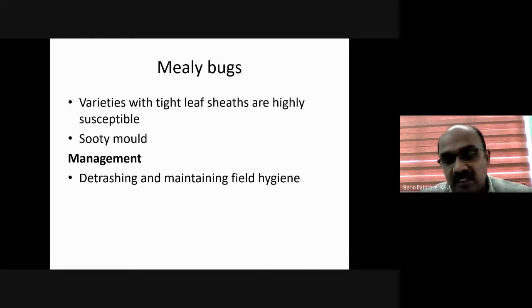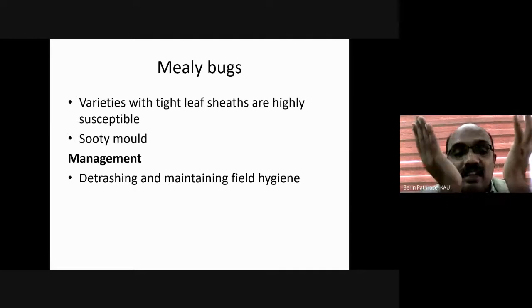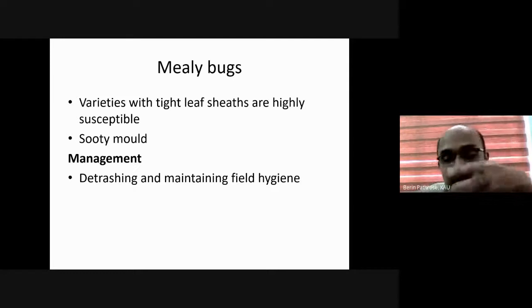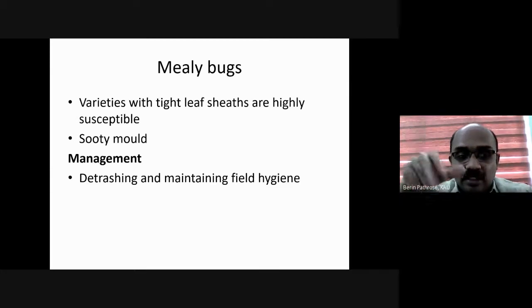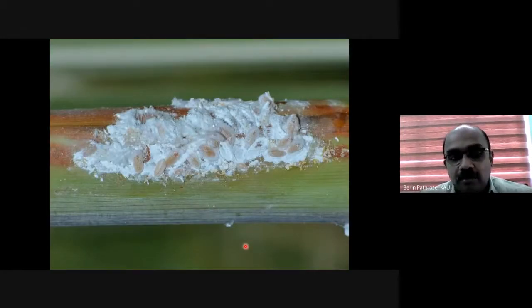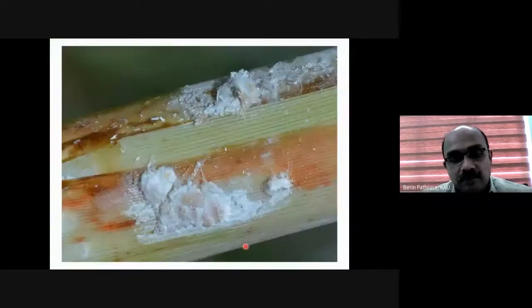Then mealybugs, sometimes it is serious. It is serious in those varieties which have tight leaf sheath. That means if you have tight leaf sheath, the mealybugs can remain inside that leaf sheath. It will remain protected. So it is severe in those varieties with tight leaf sheath. It has sooty mold again as it is a sucking pest. And for management, we can go for detrashing and maintain field hygiene. So this is mealybugs seen in sugarcane.